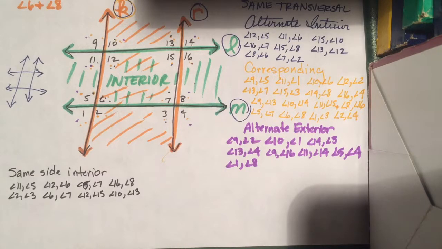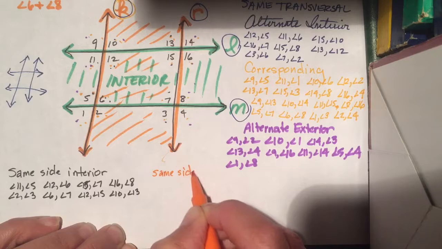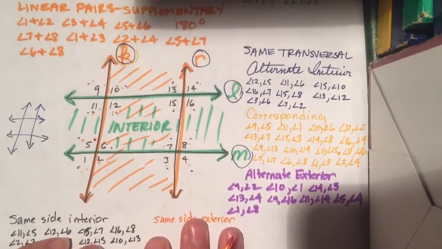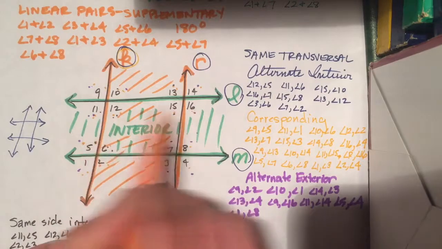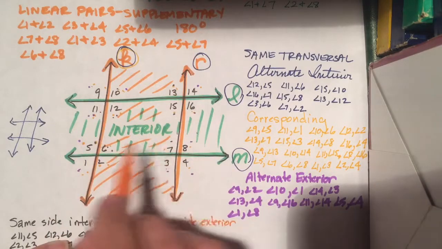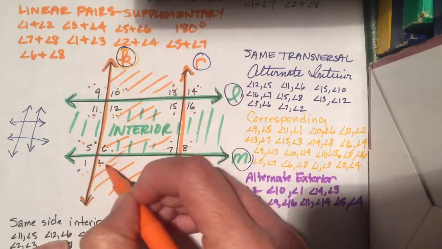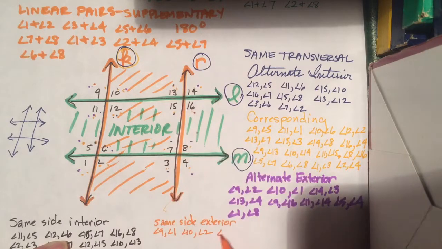Now, along with same side interior, we do have one more. You guessed it, same side exterior. Let's look at the green lines first. Anything in the interior is highlighted in green here. So if the oranges are the transversals and the green's the interior, my same side exterior would be 9 and 1 and 10 and 2. If my transversal is R, 13 and 3 and 14 and 4.